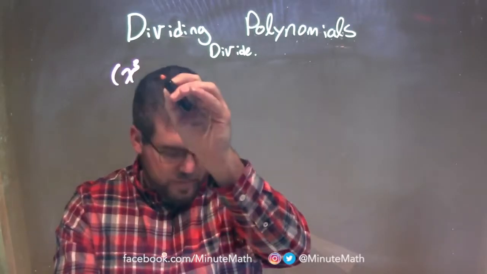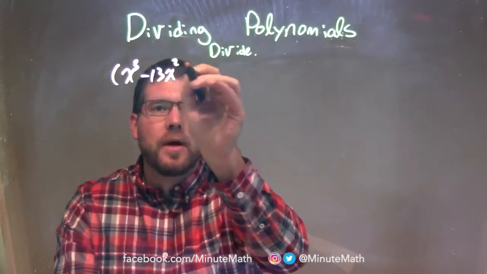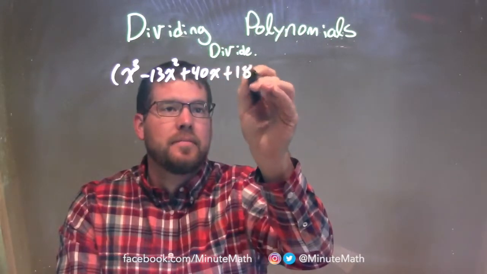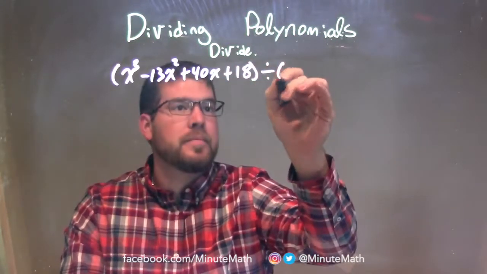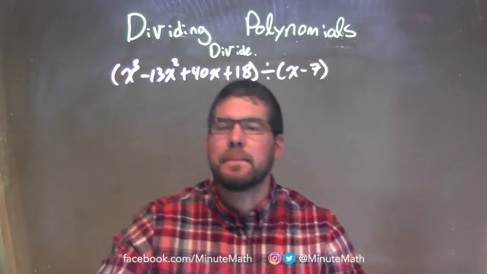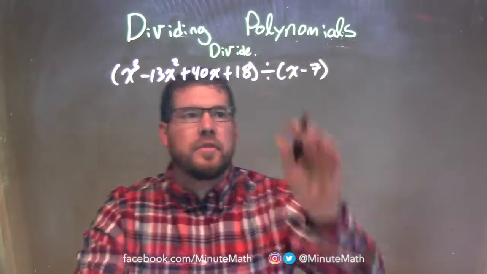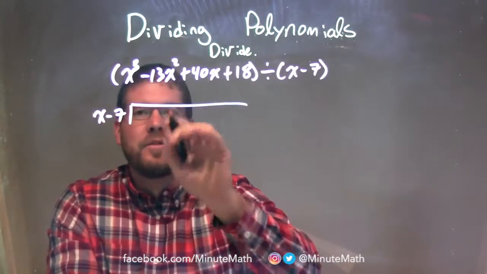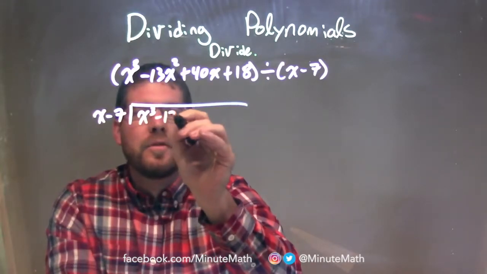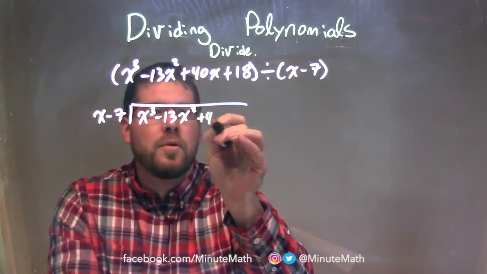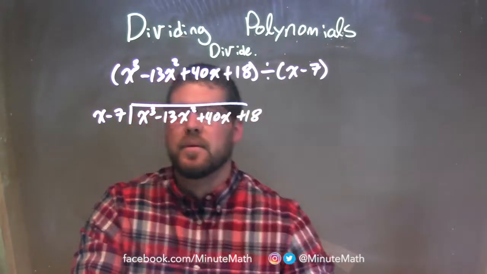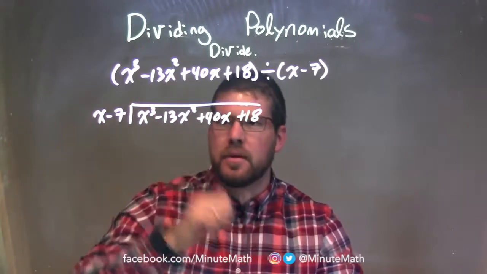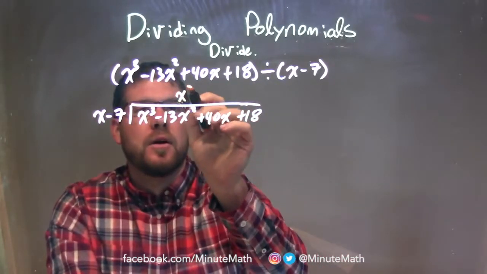X to the third minus 13x squared plus 40x plus 18 divided by x minus 7. Okay. Well, I want to rewrite this to be long division. So I take my x minus 7, that's my divisor, and my dividend, x to the third minus 13x squared plus 40x plus 18. Okay. So now I'm going to ask the question, what times x gives me x to the third? Simple. That's just x squared.